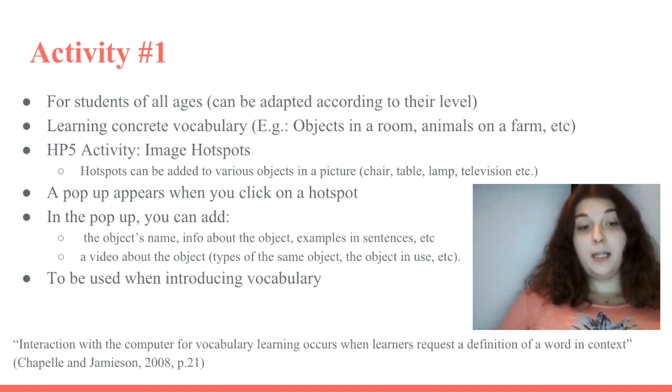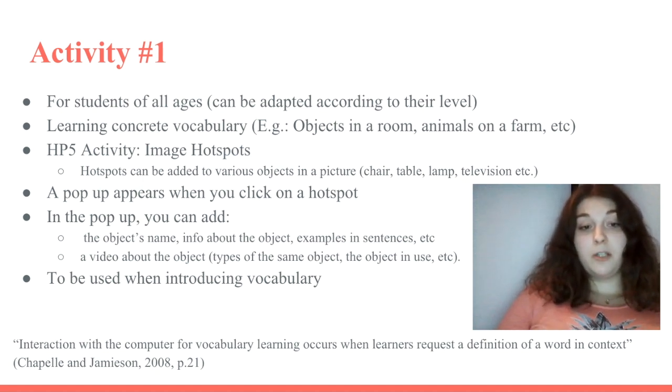The H5P program that we chose is called image hotspots. The hotspots can be added to various objects in a picture. So for example, a chair, table, a lamp, anything in the room. A pop-up will appear when you click on the hotspot, and in the pop-up you can either add the object's name, info about the object, even examples in a sentence if you want, or you can add all of them if you want to.